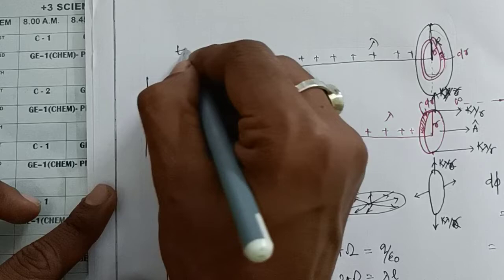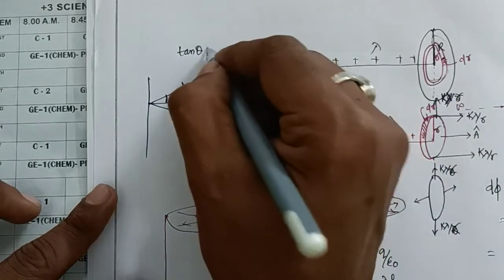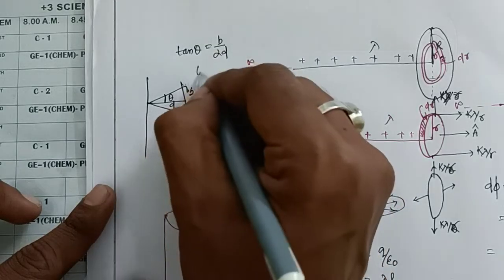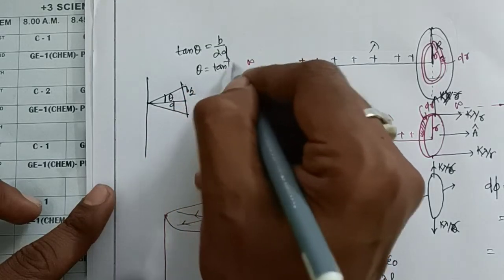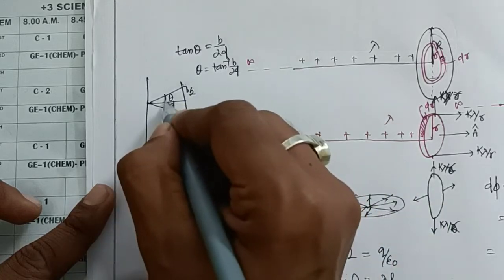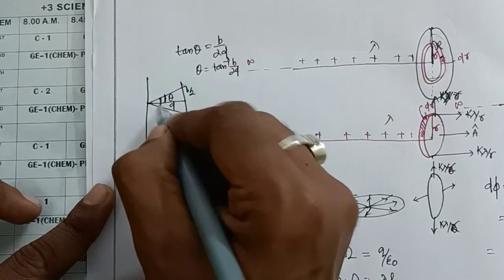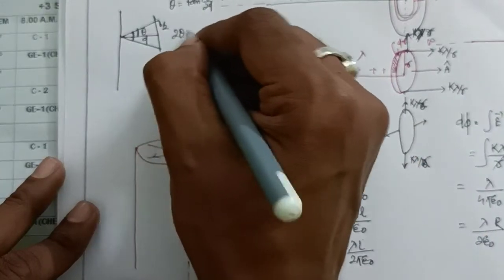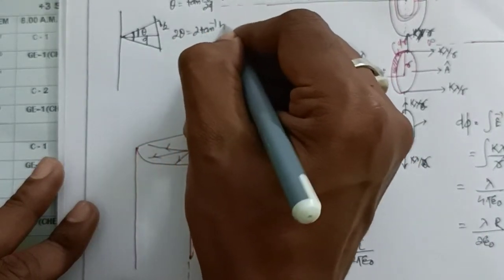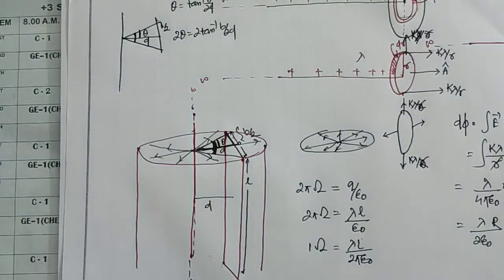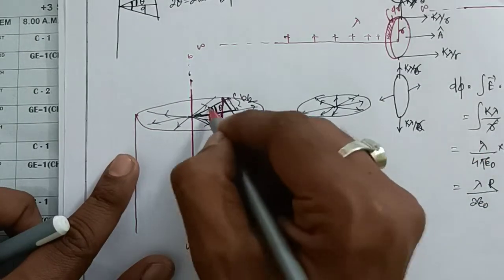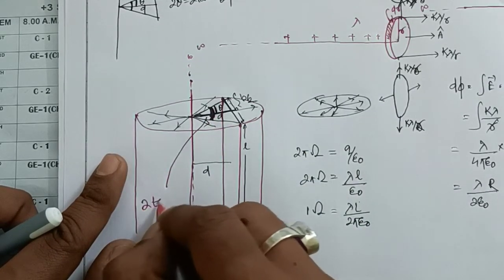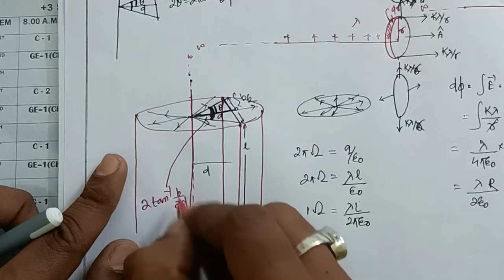If I write, tan theta is nothing but B by 2D. So theta equals tan inverse B by 2D. I will get the theta value. But I needed 2 theta, because this is the angle I was looking for. So 2 theta is 2 tan inverse B by 2D. So it is pretty clear that this angle is 2 tan inverse B by 2D.